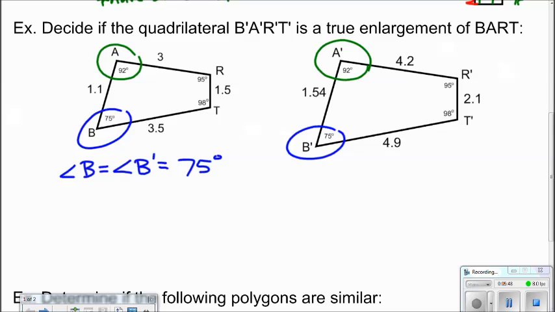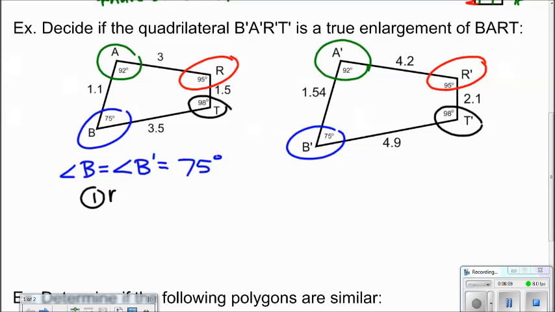When we look at A and A prime, they are corresponding angles and they are equal. R and R prime are the same angle and they are corresponding angles, and T prime. So all of the angles fit in order for these polygons to be similar. However, just having similar angles is not enough.